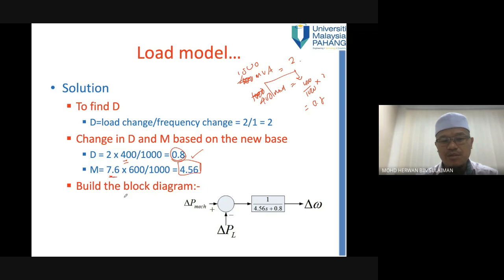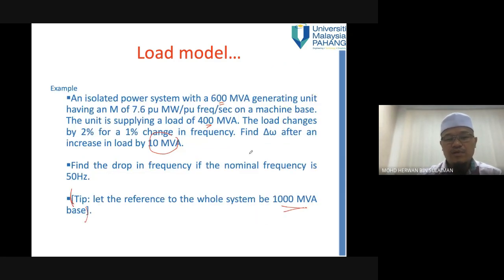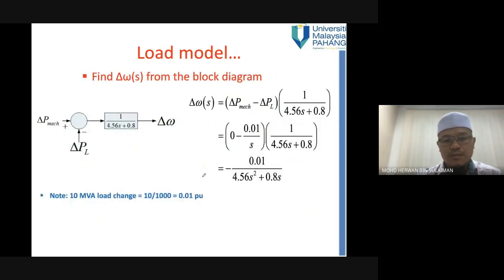Next you need to build the block diagram for the load diagram. So we have delta Pm, delta PL. So this one is your 1/(Ms+D), right? So gantikan. And then find the drop in frequency, if nominal frequency is 50 Hz. So yang ini from here you boleh guna this equation. This is delta Pm minus delta PL times, because this block diagram ni kau dapat output kan.